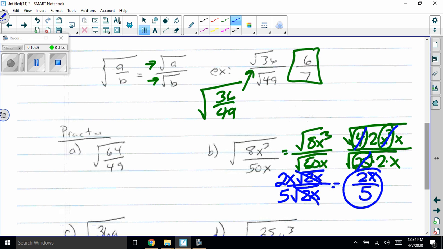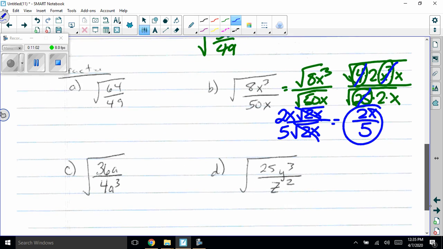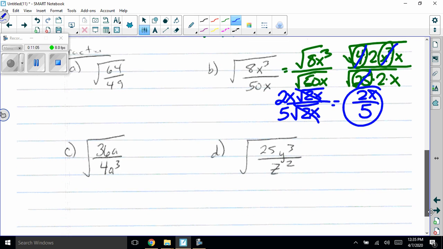Hopefully that makes sense. Again, there's plenty of videos online. If you look up simplifying fractions in the different parts, they'll be able to give you a little bit. It's going to be the exact same thing, but a couple more practice problems to help you out with things like this. We'll move on to C here.